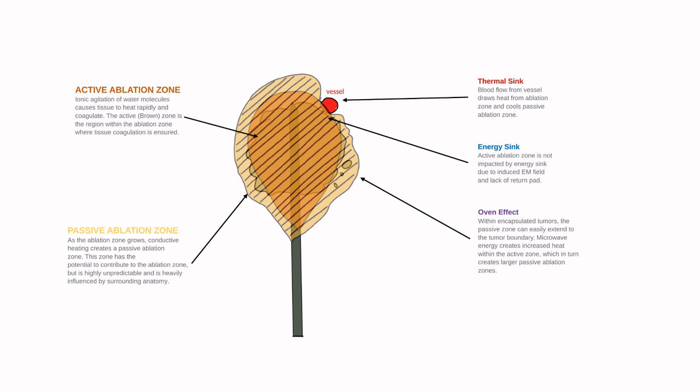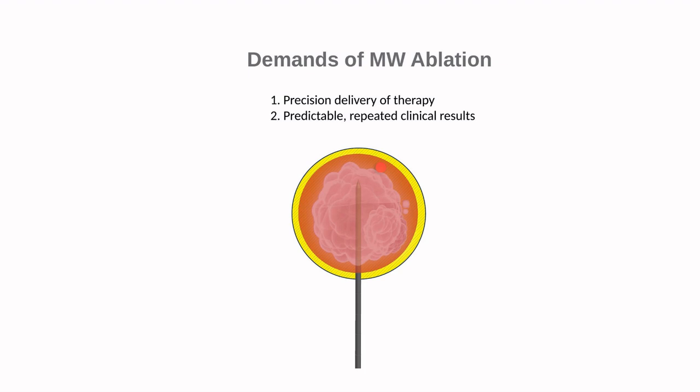And finally, the oven effect. Within encapsulated tumors, the passive zone can easily extend to the tumor boundary. Microwave energy creates increased heat within the active zone, which in turn creates larger passive ablation zones. This is what we demand of new ablation devices. Precision in the active zone with a thin passive zone, almost nonexistent, and of course, no thermal sink effect. And predictable spherical ablations, this will compensate different tumor morphology and our technical imprecision. Because it will always be easier to surround a tumor with a sphere than with a pear.